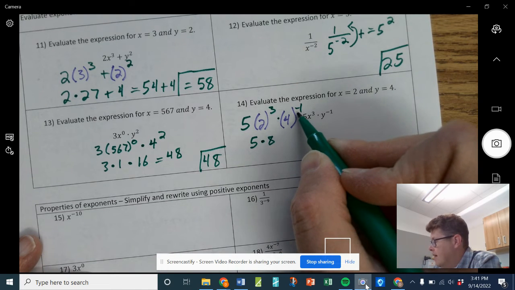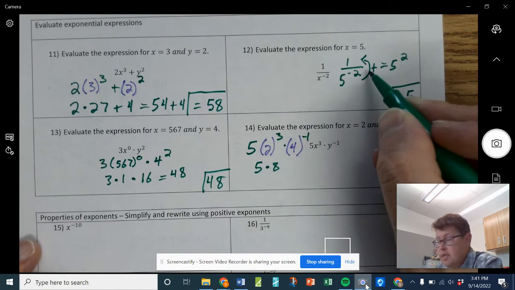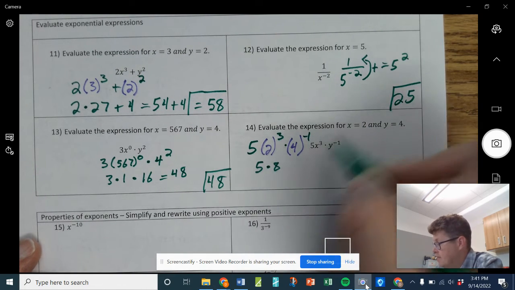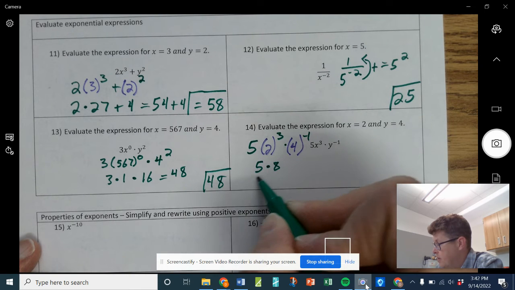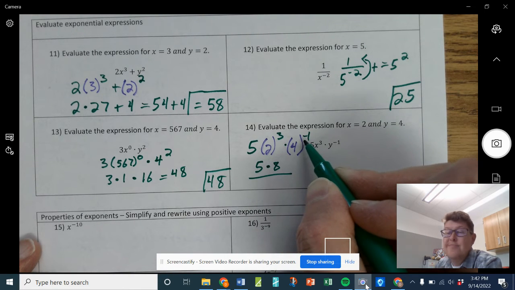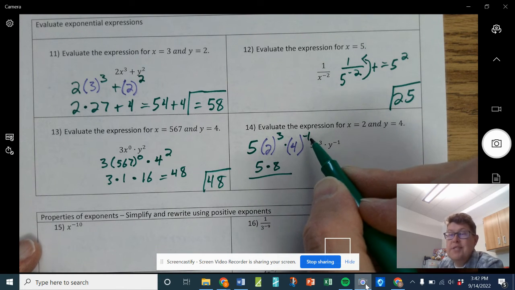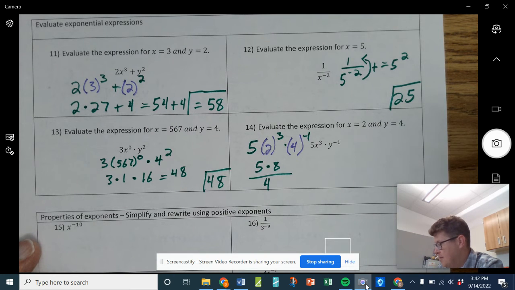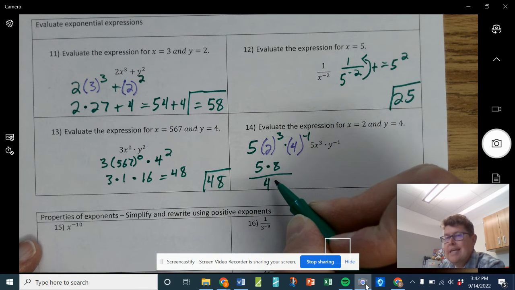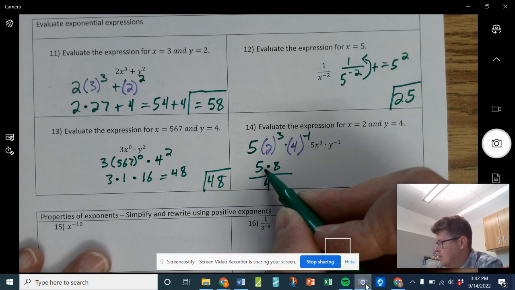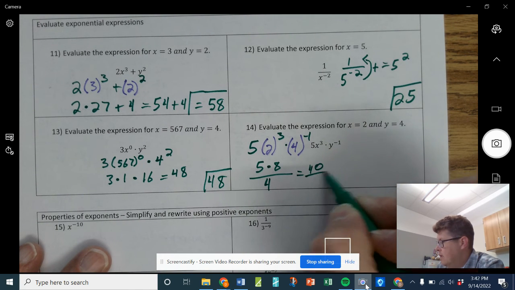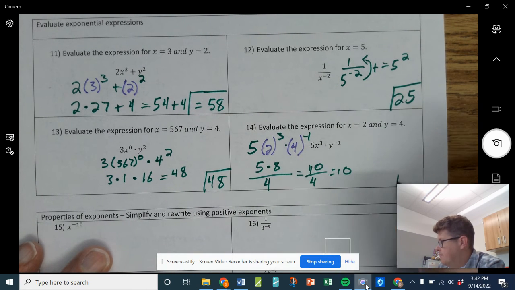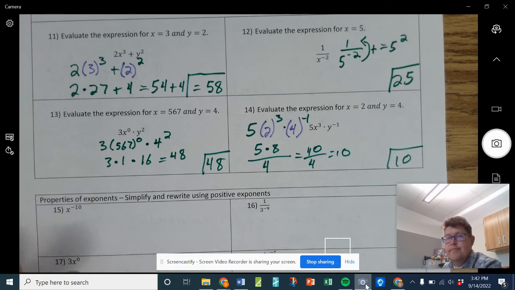And then this 4 to the negative 1, what we do is very similar to this. We bring it to the other side of the equation, so instead of going to the top, it goes to the bottom of our equation, and change the negative exponent to a positive exponent. So this becomes 4 on the bottom. 4 to the power of 1 technically, but it's 4, right? So this is 5 times 8 is 40 divided by 4 is 10. Just like that.